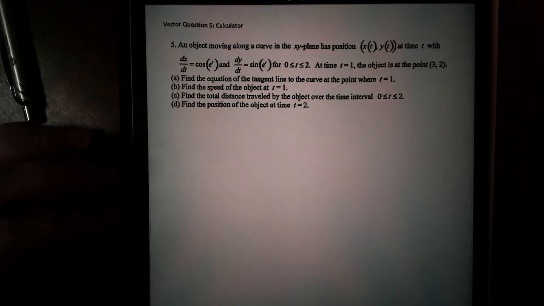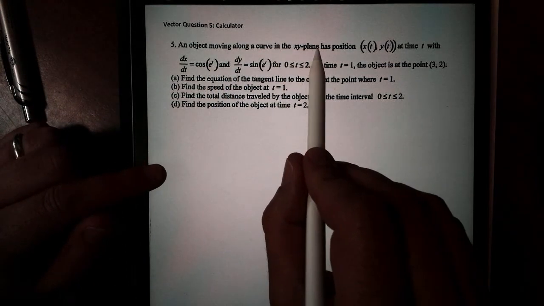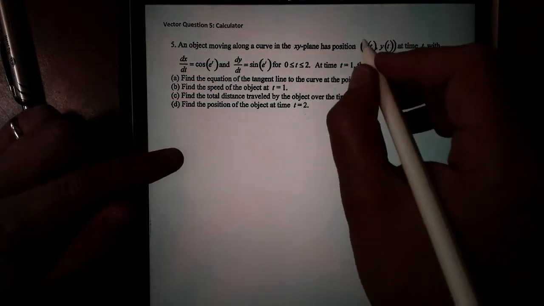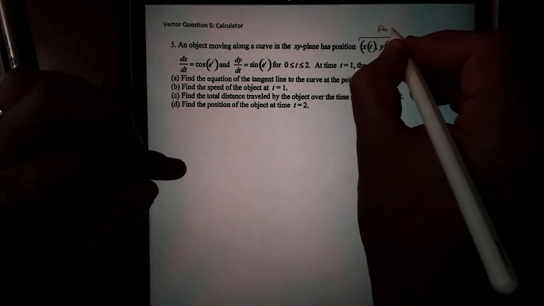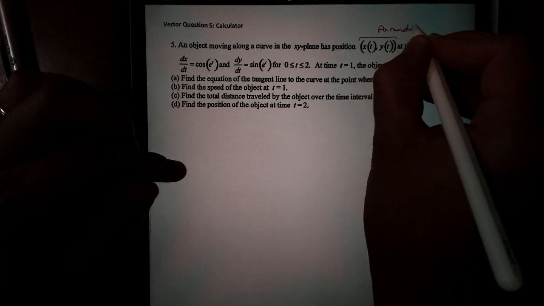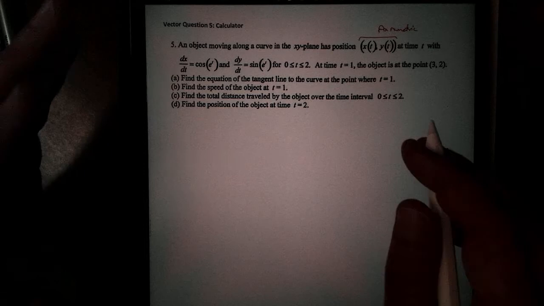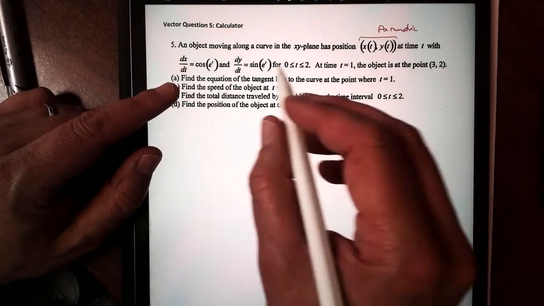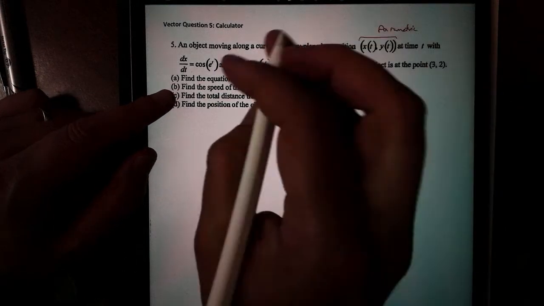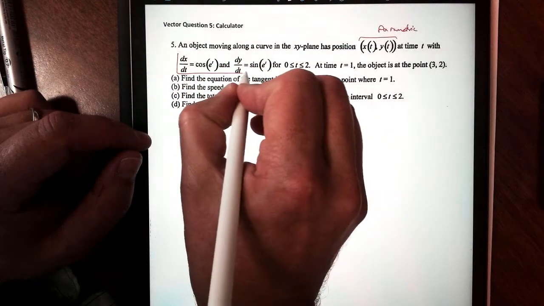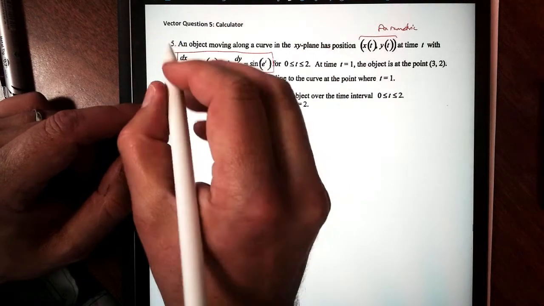All right. So in this case, we have an object moving along a curve in the XY plane, and again, they give us the position. This is a vector question, I can tell, because again, I'm given parametric equations with t at time t. So good. All right. Now, then they give me these equations right here, dx/dt and dy/dt. Now remember, this is my position, which means these two equations, they're really ugly. I can tell it's a calculator because that's how ugly those are.